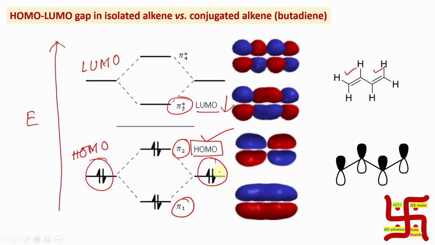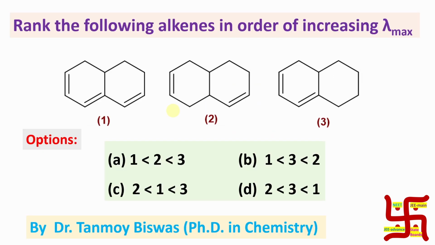So the HOMO-LUMO energy gap decreases. If the HOMO-LUMO energy gap decreases, the electronic transition from here to here could be achieved using higher wavelength, I mean lower energy electromagnetic radiation. So this is actually the concept. Now what can I say? More the conjugation, lesser the energy gap, bigger the wavelength. So this is the conclusion from here.